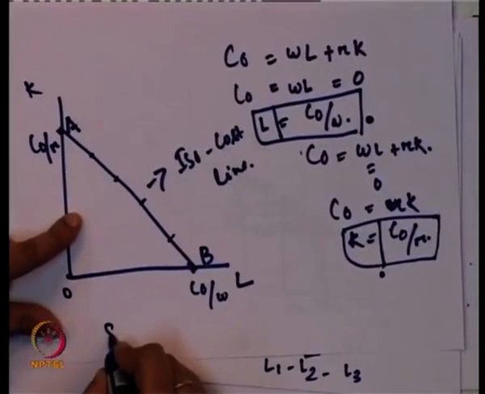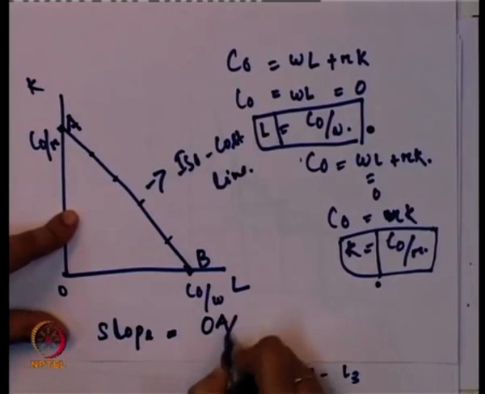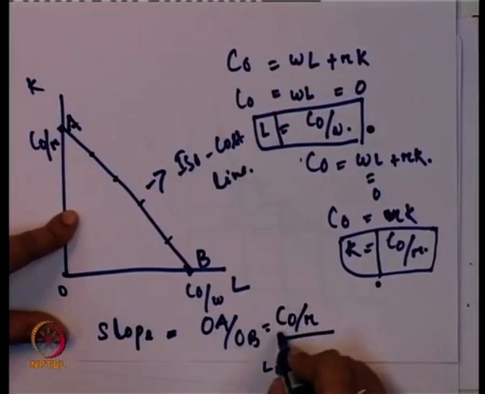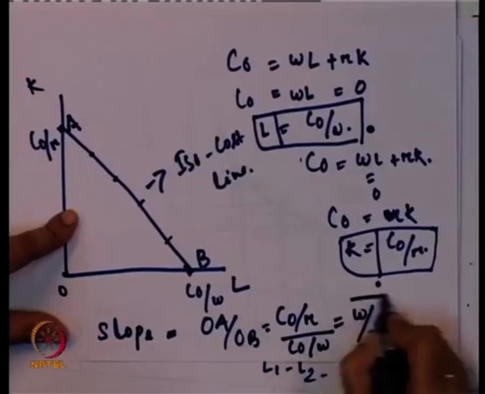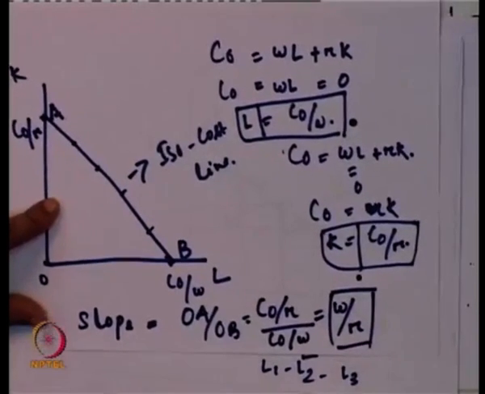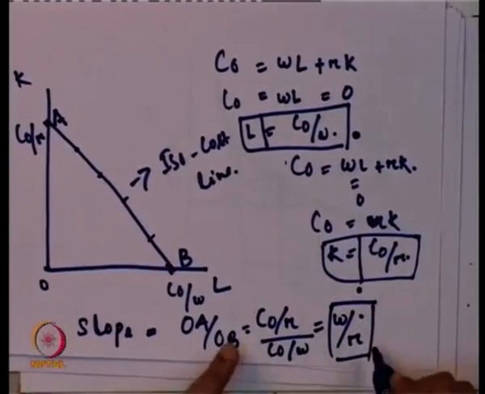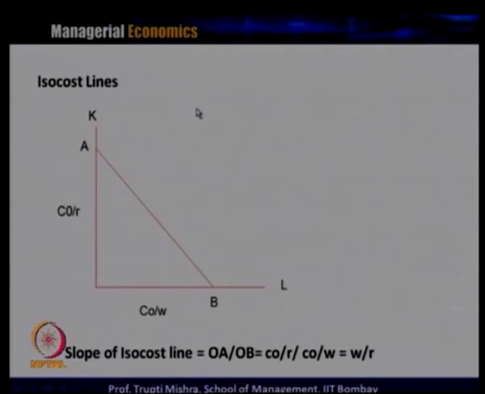And what will be the slope of the isocost line over here? The slope will be OA by OB, which is C0 by R divided by C0 by W, which leads to W by R. Now, what is this W by R? This is nothing but the input price. W is the price for labor, R is the price for capital. The slope of the isocost line is the ratio of the input prices, because W is the input price for labor and R is the input price for capital.